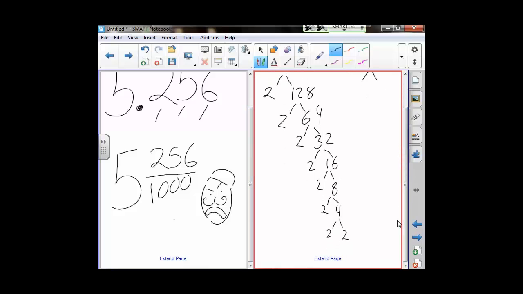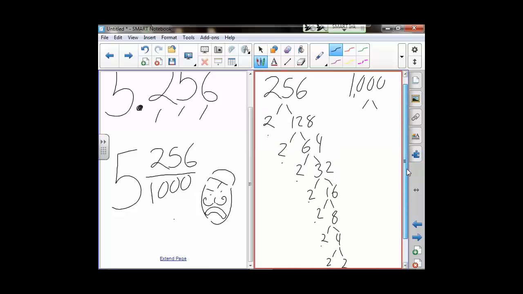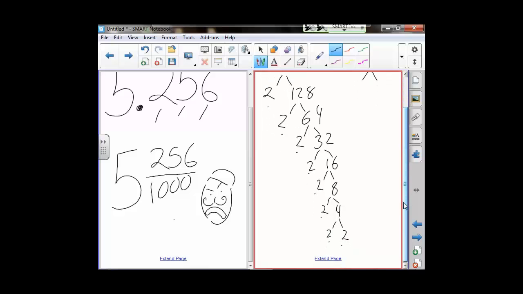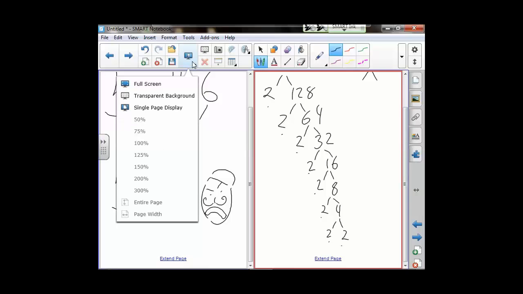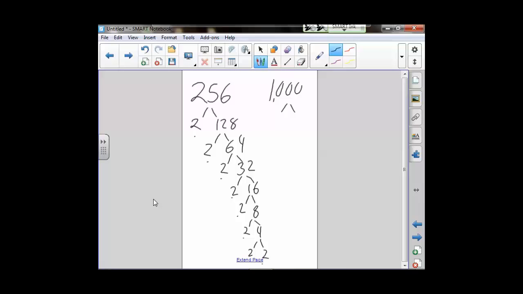Holy tacos. I got 1, 2, 3, 4, 5, 6, 7, 8 twos. 2 to the 8th power. That's a lot. Now I'm just going to leave that on pause for now. Is everybody okay with that? I'll leave this visible so you can write it down.